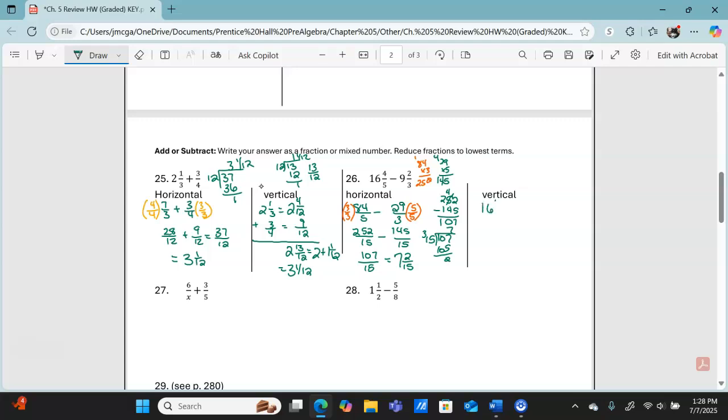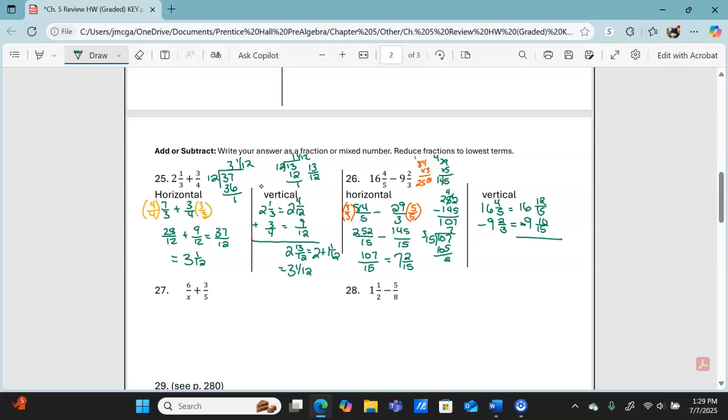Doing this one vertically, 16 and 4/5 minus 9 and 2/3. Write down your whole numbers so you don't forget them. And then do your fractions. I need a common denominator. It's going to be 15. So on this fraction, I multiplied top and bottom by 3. And on this fraction, I multiplied top and bottom by 5.